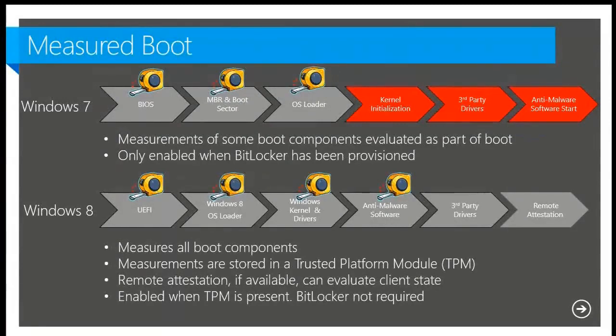So these measuring tapes on the screen are really just meant to say that each of these steps in the Windows 8 example down here, each of the UEFI steps, the Windows 8 loader, kernel and drivers, anti-malware software, are all being recorded and written to TPM, and can be used later for, say, attestation. You could use the results to grant or deny access to a file server, for example, or to other corporate resources. BitLocker is not required for this process. TPM needs to be there. From a hardware standpoint it has to be TPM, but BitLocker itself is not required for this to work.